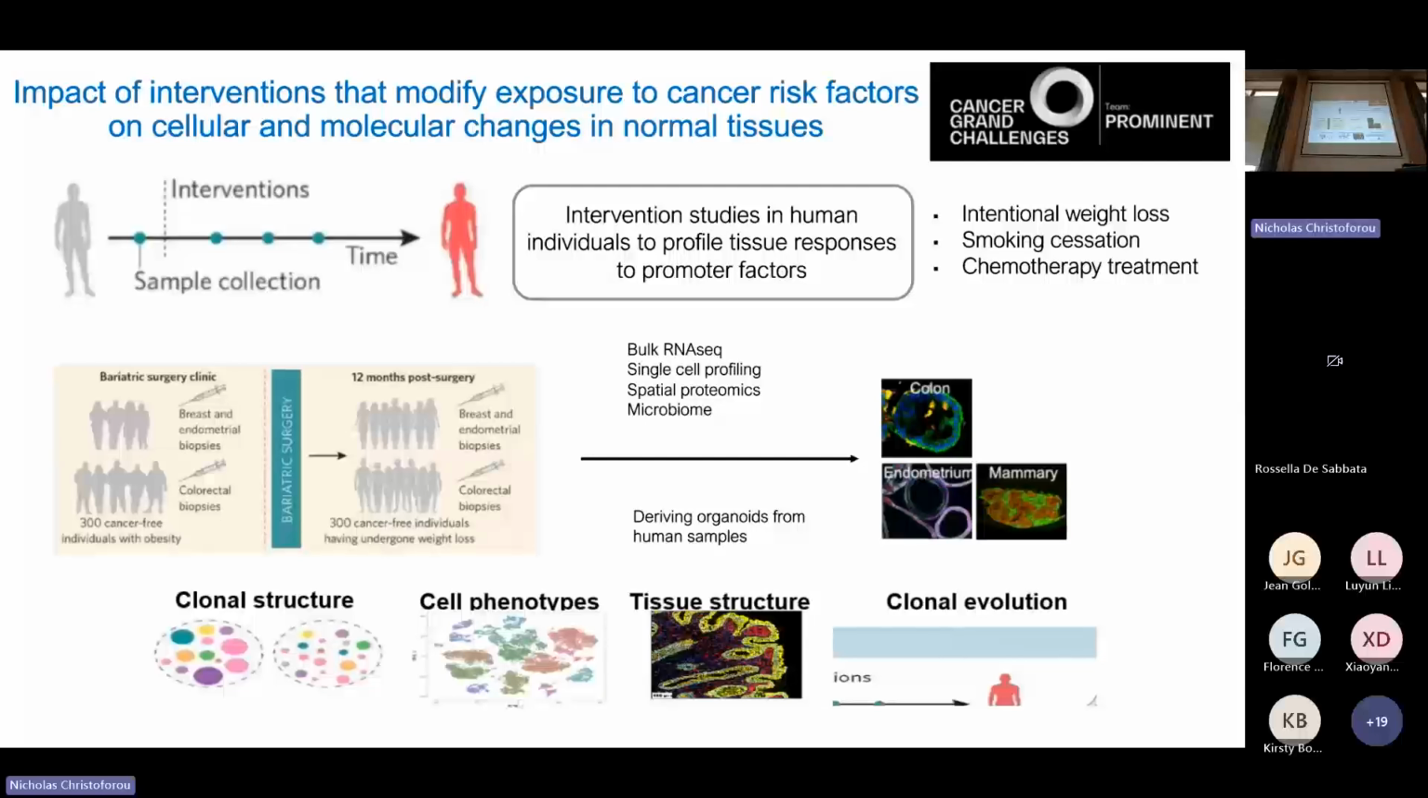And the idea is to collect normal tissue biopsies at the time of recruitment, and then roughly 9 to 12 months after the initial sample collection. These samples will then undergo various molecular measurements: bulk RNA-seq, single-cell profiling, and spatial proteomics. Organoids will also be derived from these samples.